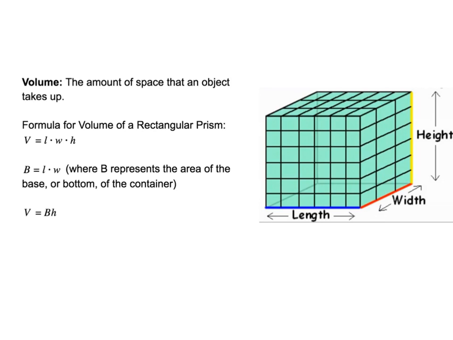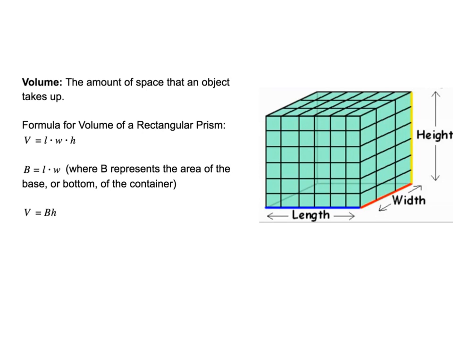Hey guys, tonight we're going to talk about how to find the volume of a rectangular prism. So before we get started, we need to define volume. Volume is the amount of space that an object takes up, or the amount of something that we're putting into a three-dimensional object. So we could talk about how much liquid could fit into a glass, or we could simply talk about the size of a box, as in its dimensions: how long it is, how wide it is, and how tall it is.